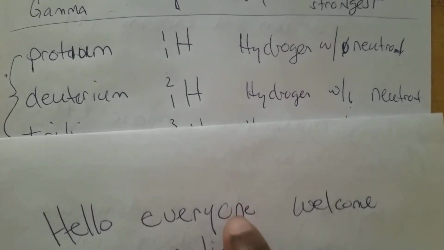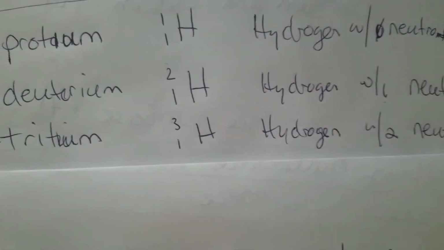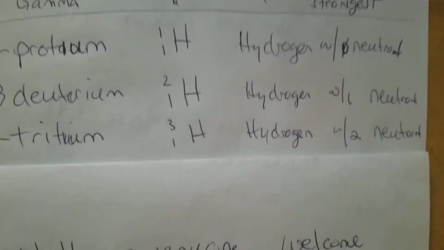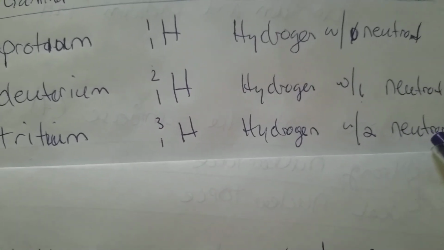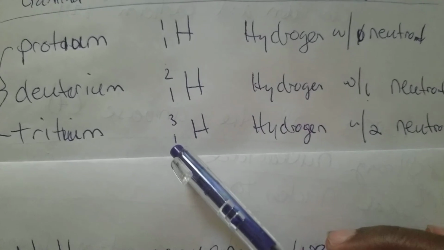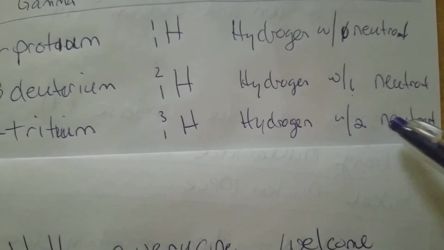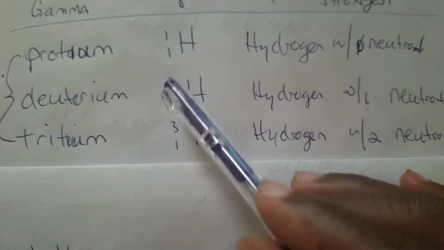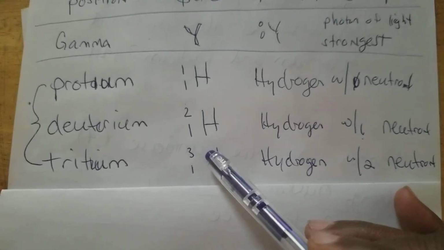And then the third one is tritium. Tritium, I don't know how you say that. I say tritium. You say it however you see fit. But again, this is a hydrogen now with 2 neutrons. So we have the 1 proton from the hydrogen, atomic number 1, with the 2 neutrons. 1 plus 2 equals 3. Protium, deuterium, and tritium. All right.